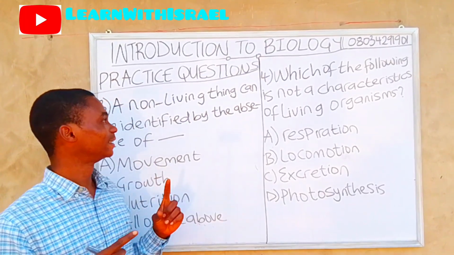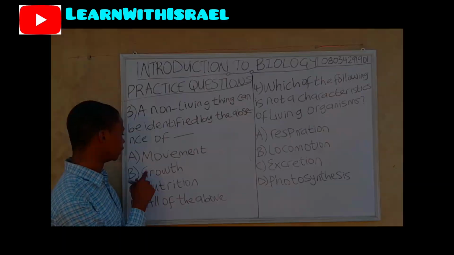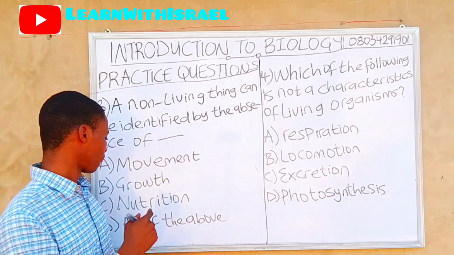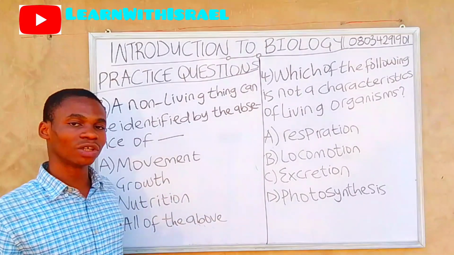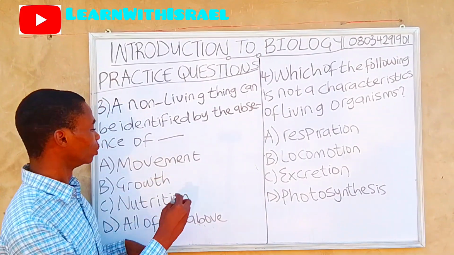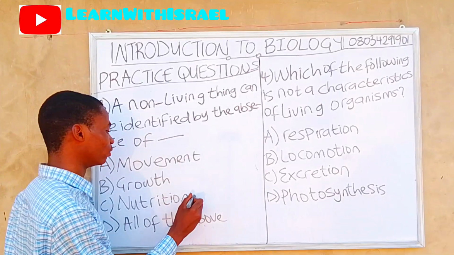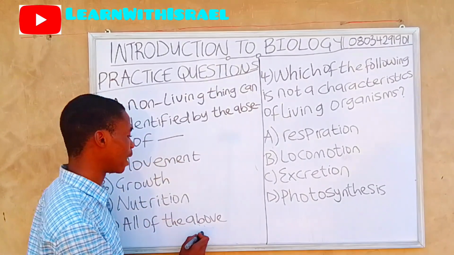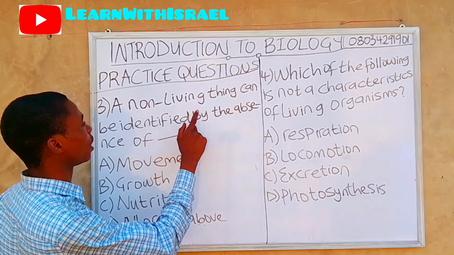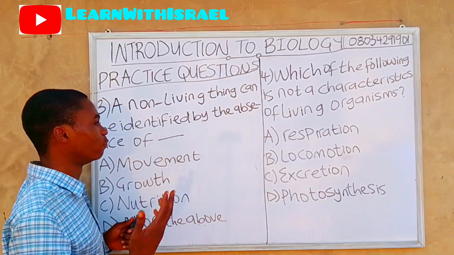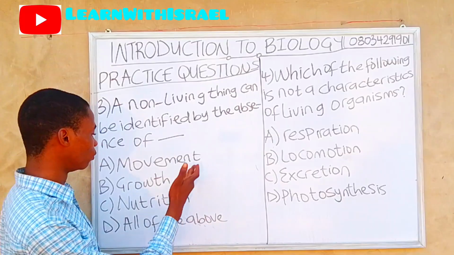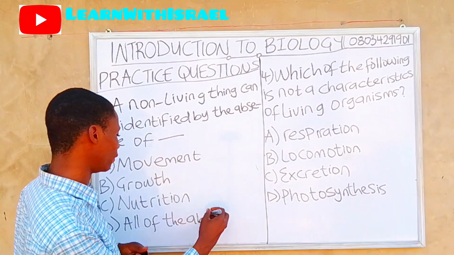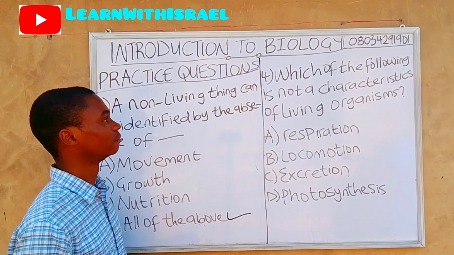Movement is a characteristic of living things. Option B, growth. Growth is also a characteristic of living things. Option C, nutrition. Nutrition is also a characteristic of living things. So movement, growth, and nutrition are all characteristics of living things, which makes option D, all of the above, the correct answer. Non-living things don't move, they don't grow, and they don't feed. So all of the above is the appropriate answer.